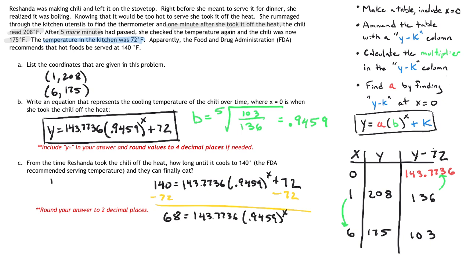And this is an exponential, so we are going to use logarithms, but not until we have only the exponential, which means you need to divide by that 143.7736 number on both sides. You divide all of this because that's how you get your exponential alone. And when you do that, you get 0.4729.